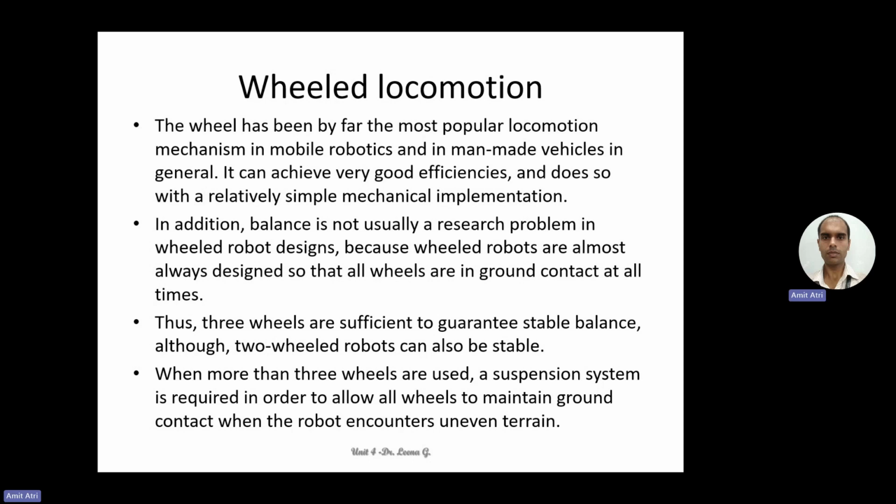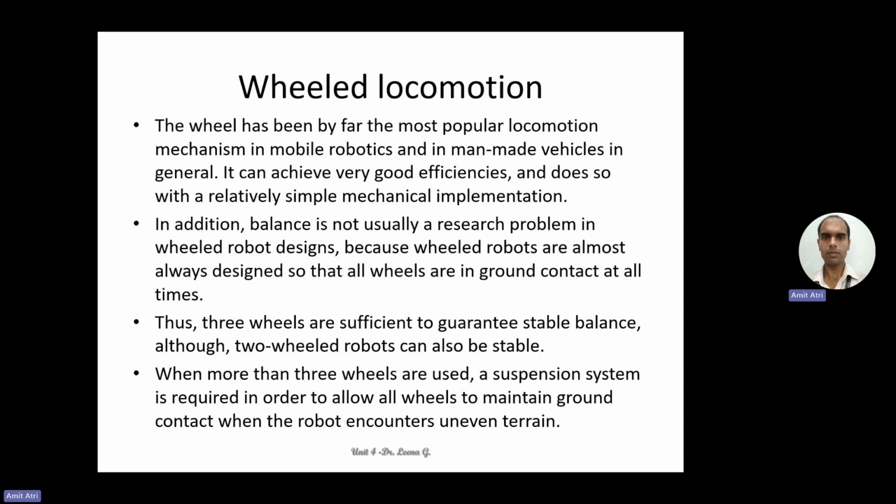This is more popular and it has a higher stability continuously. The wheel and ground are always in contact, because in legged locomotion we have to lift one leg and put it on another point. So there's a point contact there. There is a continuous contact in wheel locomotion. So the wheel has been by far the most popular locomotion mechanism in mobile robotics and man-made vehicles in general. It can achieve very good efficiencies with a relatively simple mechanical implementation. So these are the advantages here.